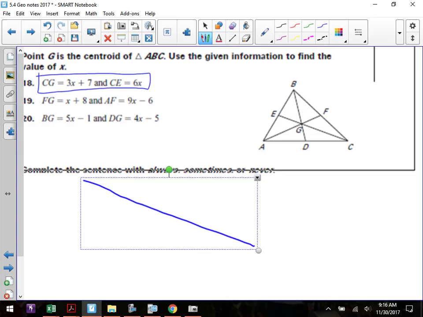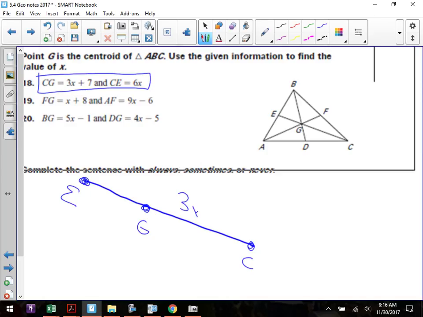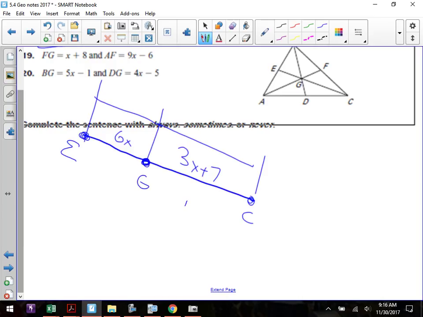So what I would do is take that portion and label. Well, I know I have E, G, and C. This part was the 3x plus 7. This part's the 6x. And like Josh just said, since G is that centroid, I know that 2/3 of it is here, 1/3 of it is here. Which means, if you think about it in terms of numbers, if this is 10, this has to be what? 5. So how would you set those two equal to each other? What would you have to do to this to make it equal to that? Times it by 2, exactly.